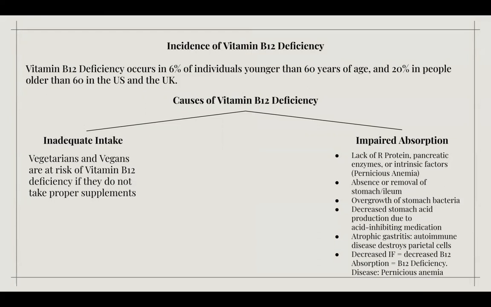Vegetarians and vegans are at risk of vitamin B12 deficiency if they do not take proper supplementation. This makes sense because vegetarians and vegans do not consume animal products, which is the main source of vitamin B12.